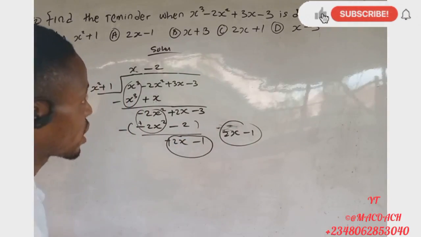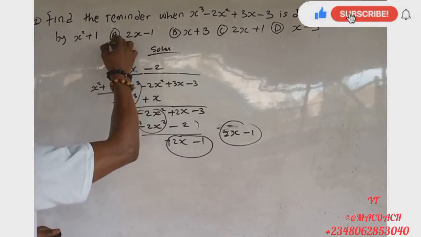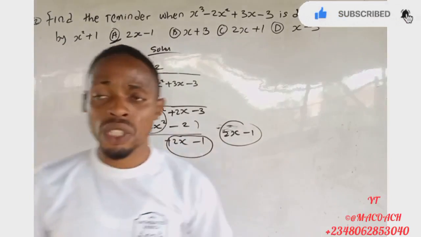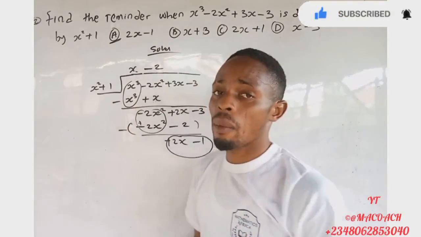So let's look for the option now. We have an option as well, option A. So this option A is the answer for this question, and that is how you solve this question. And if you don't understand the part, you can let me know in the comment section.